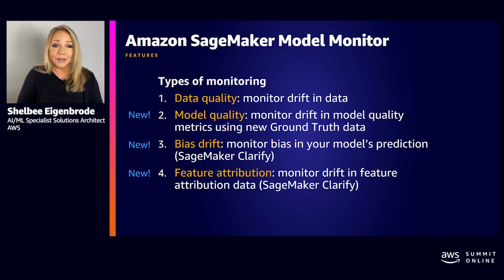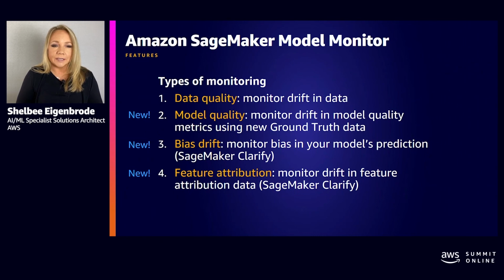And then we also have 3 new monitoring types that were introduced at re:Invent, which include model quality, which allows you to see how your model is performing based on new ground truth data that's collected. And then we have bias drift and feature attribution, which are part of a new broader service called SageMaker Clarify, which helps you detect bias in machine learning models and also helps you understand your model predictions. We didn't have time to cover Clarify in this session, but definitely an interesting service to check out.